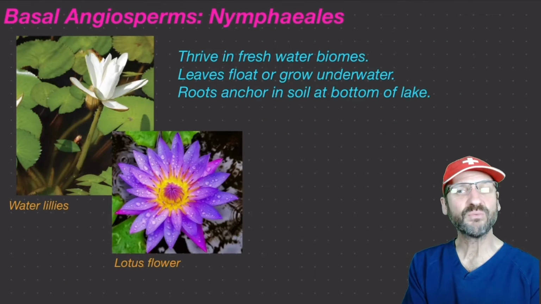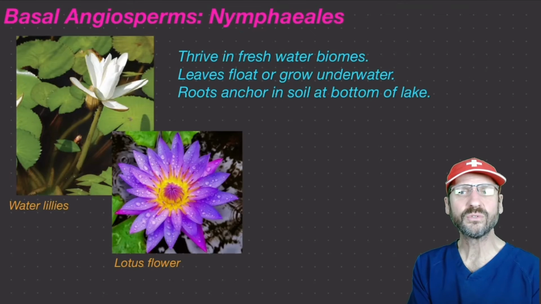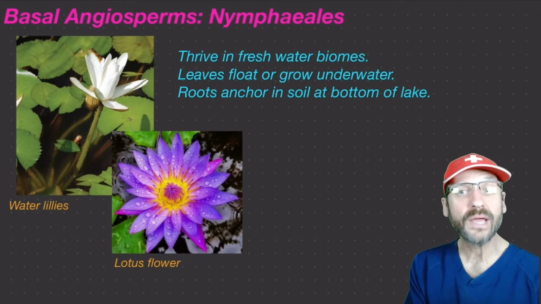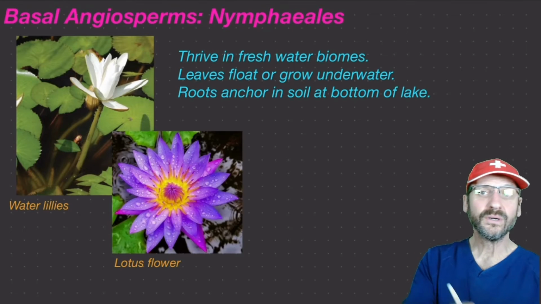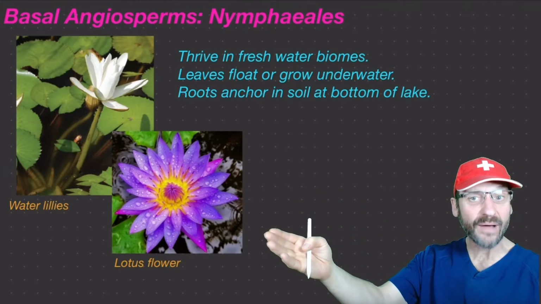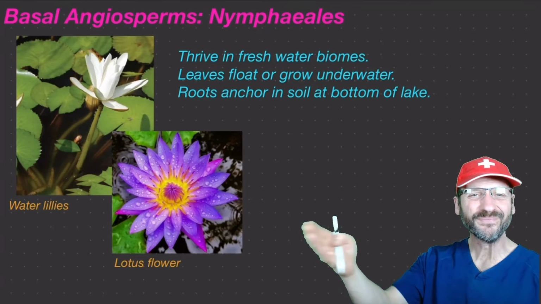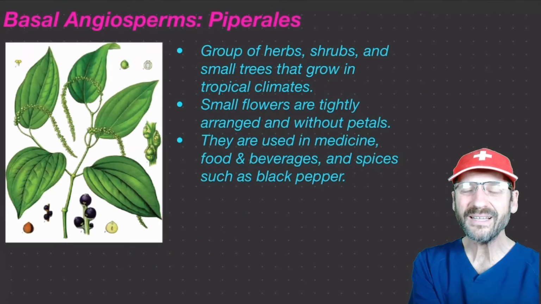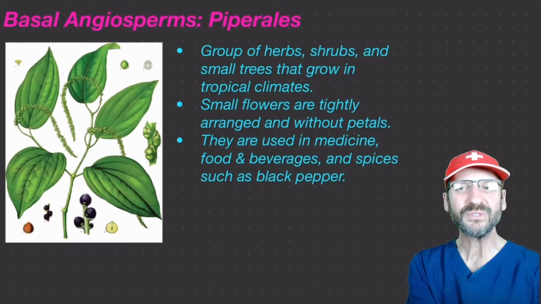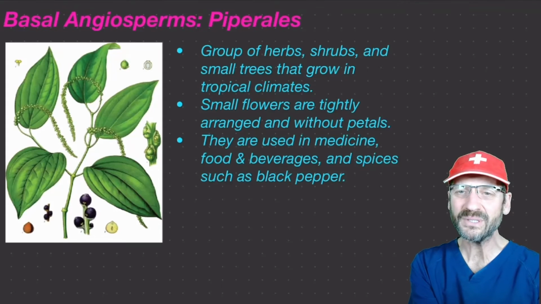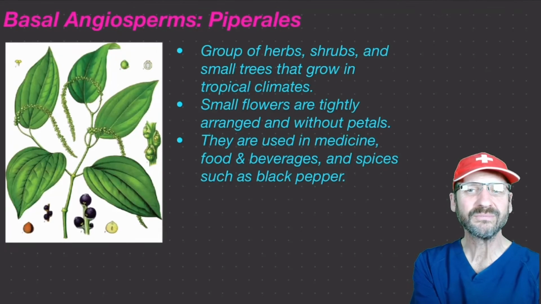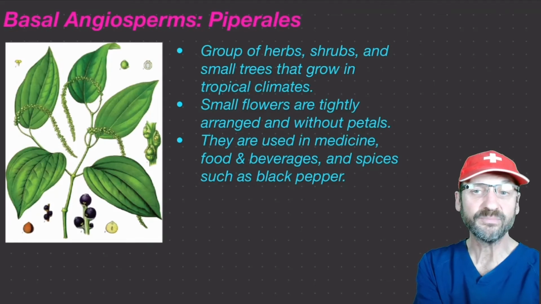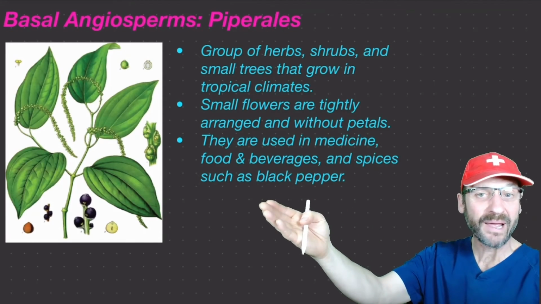Nymphaeals thrive in freshwater biomes and have leaves that float on water or grow underwater. Their roots are anchored in the soil at the bottom of the lake. Water lilies and lotus flowers are nymphaeals. Piperales are a group of herbs, shrubs, and small trees that grow in tropical climates. They have small flowers that are tightly arranged and lack petals. Piperales are used in medicine, food, and beverages, as well as in spices, such as you can see over here, there's black pepper.